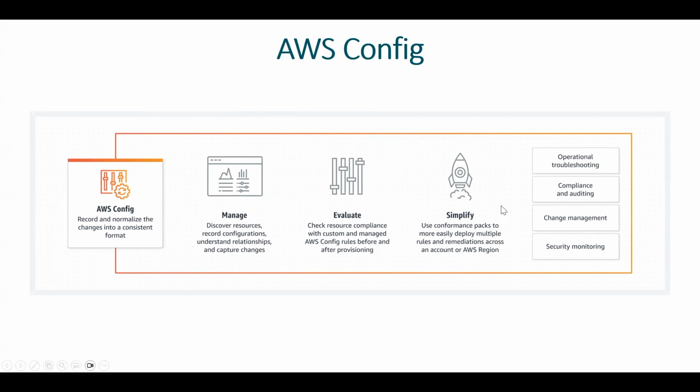And the third is simplify, that is compliance at scale. How we can have the compliance custom rules as well as AWS managed Config rules consolidated into one single place, and then we can implement conformance packs, that is a compliance as code solution to scale the compliance verification, evaluation, and remediation in a single place.